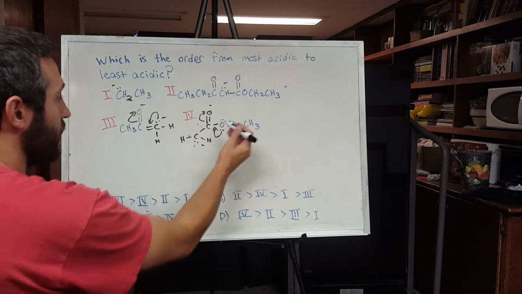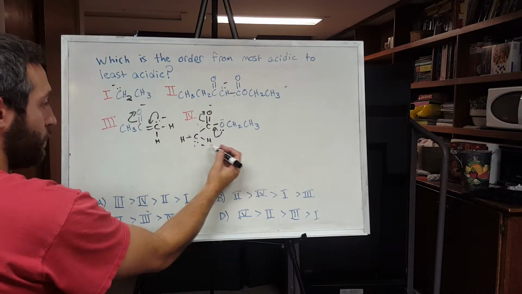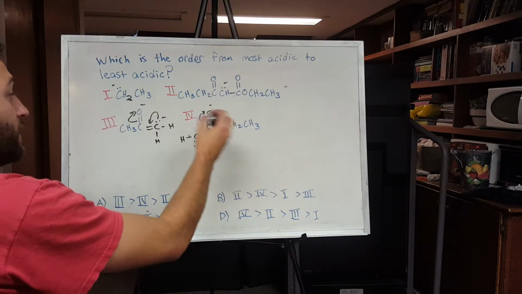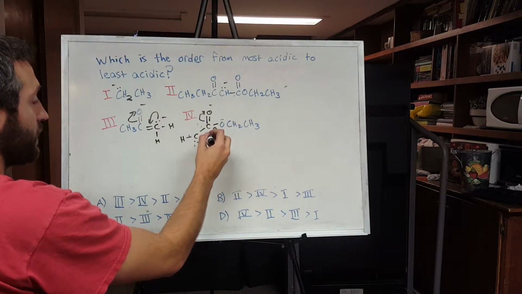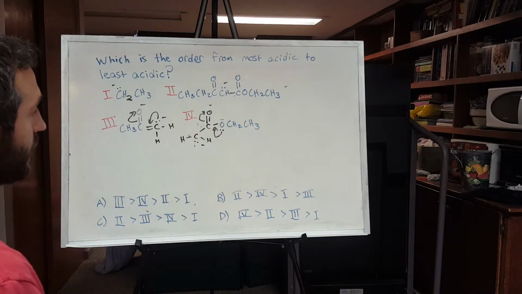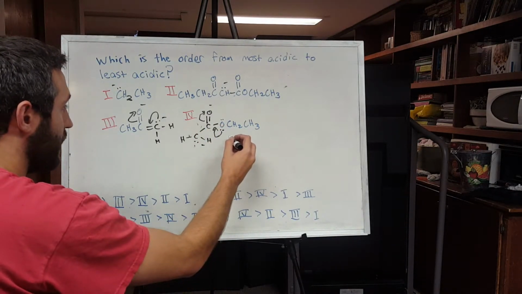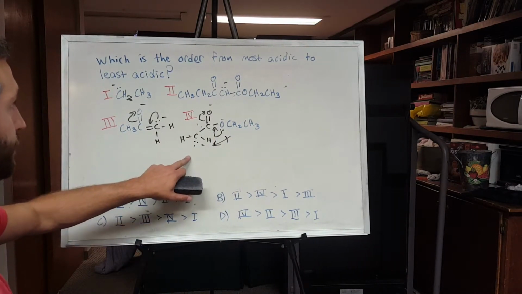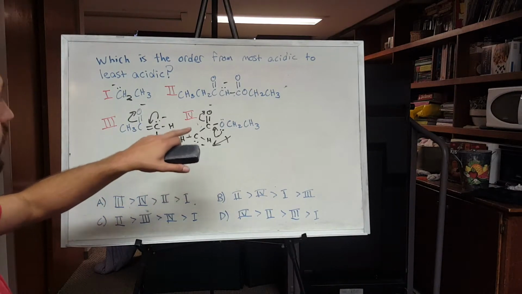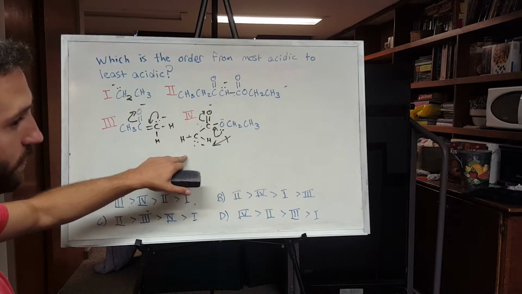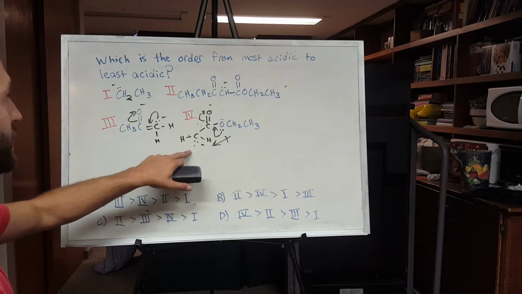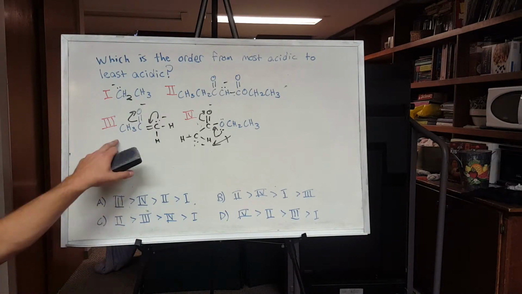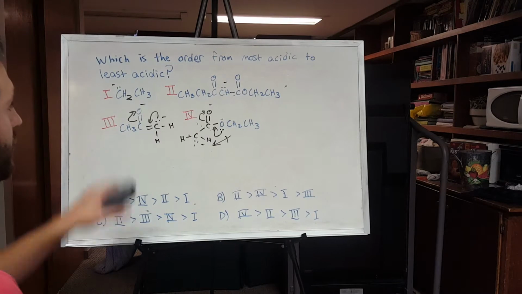So basically, this O and this CH2 minus of the conjugate base are both competing to delocalize their electrons onto this carbonyl carbon. This is adding electron density to the already negative atom right here. So it decreases the stability of this conjugate base, making it a weaker acid. So this one is definitely going to be less acidic than this one.